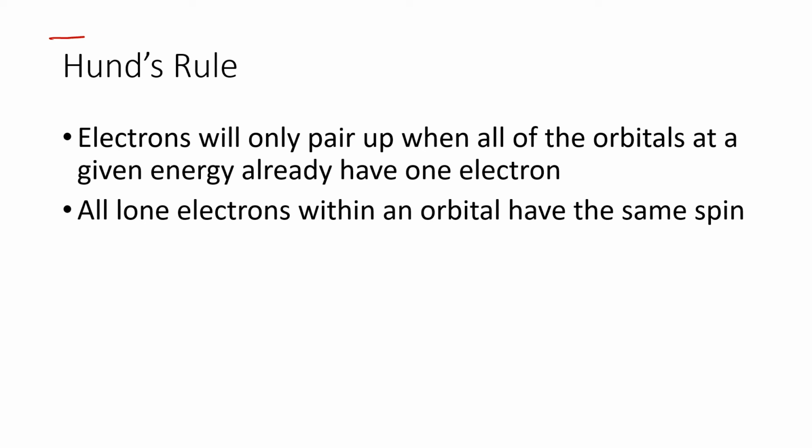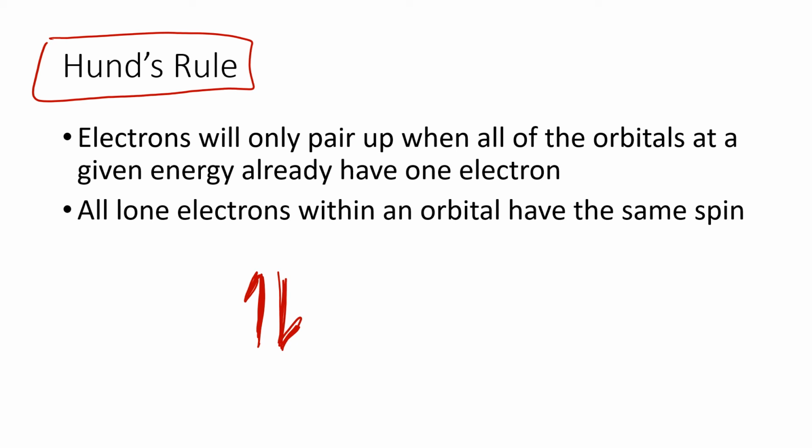So this is related to something called Hund's rule. Electrons will only pair up when all of the orbitals at a given energy already have one electron, and all lone electrons within an orbital have the same spin. So this will be indicated by this. It's kind of an arrow, but not really. These will indicate the spin of an electron. You'll see an example later on.